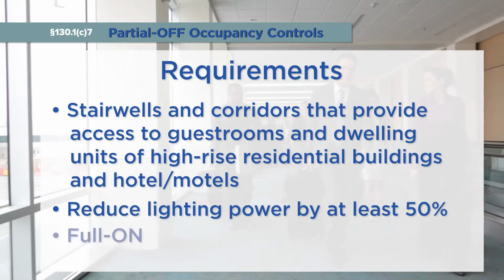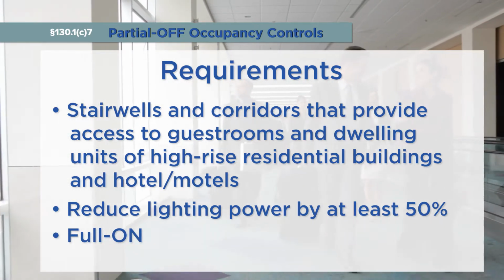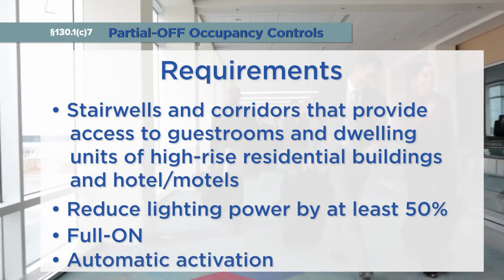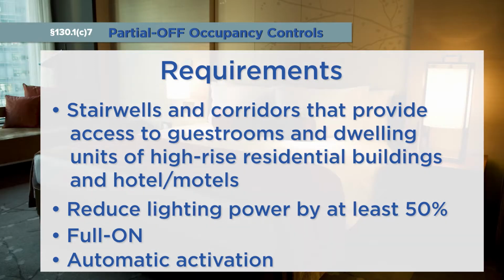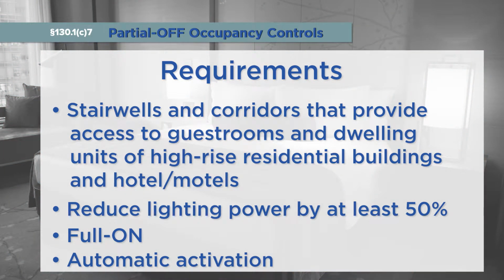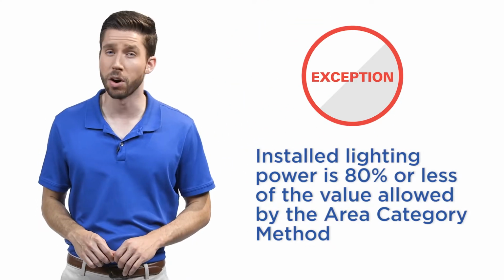The occupant sensing controls must be capable of automatically turning the lighting fully on only in the separately controlled space and must be automatically activated from all design paths of egress. You are not required to turn lighting fully off in these spaces. Just like other types of occupancy controls, there are exceptions.